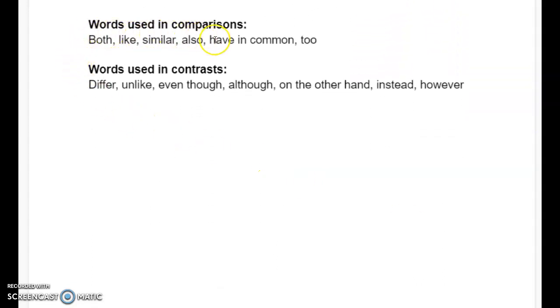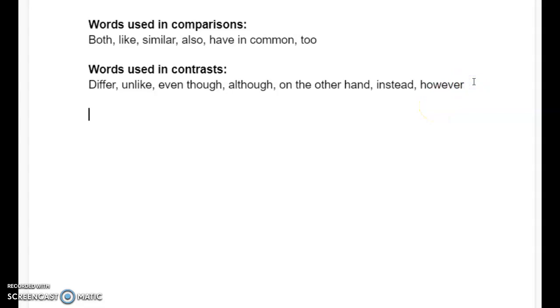Here are words that you would use to compare two items. Both, repeat after me, both, like, similar, also, have in common, two. Here are words used in contrast. Differ, unlike, even though, although, on the other hand, instead, however.